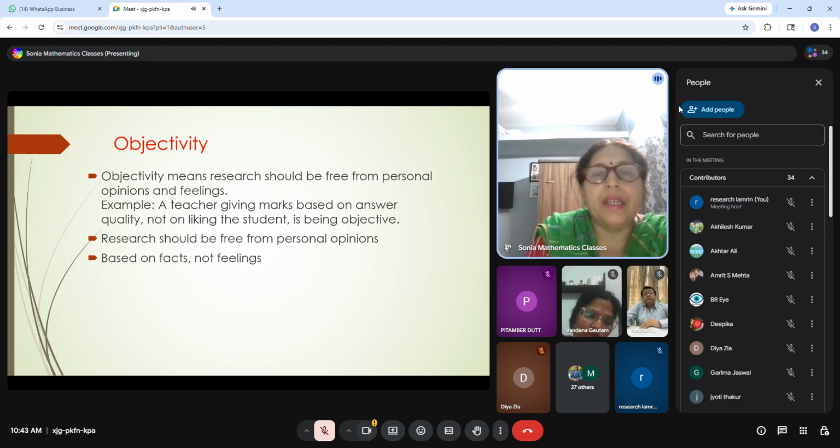And objectivity. Objectivity means research should be free from personal opinions and feelings. Like a teacher giving marks based on answer quality, not on liking the student, is being objective. So research should be free from personal opinions and it is based on facts, not on feelings.